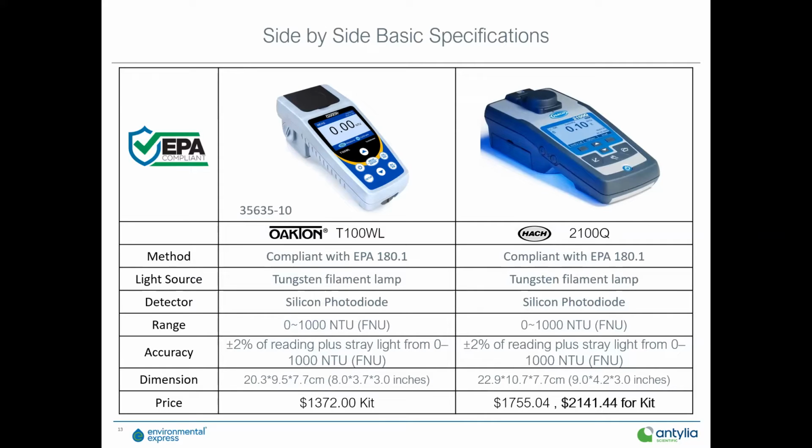Both of these instruments are compliant to EPA method 180.1. That is a white light 90 degrees scattered turbidity measurement. They're both plus or minus 2% of reading. The big difference here, and I'll talk about some of the features of each meter compared against each other. But in this case, I'm showing you the substantial price difference between our kit and the 2100Q, which is offered at $1755. It's essentially the instrument, and for their kit, you have to pay $2141.